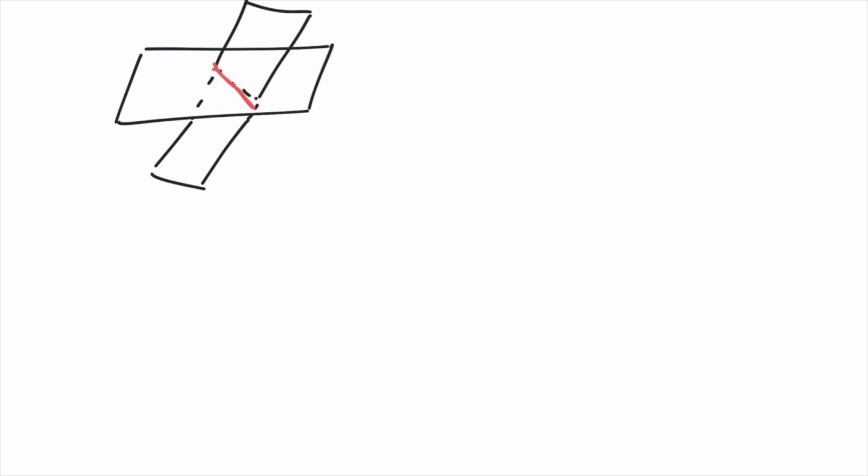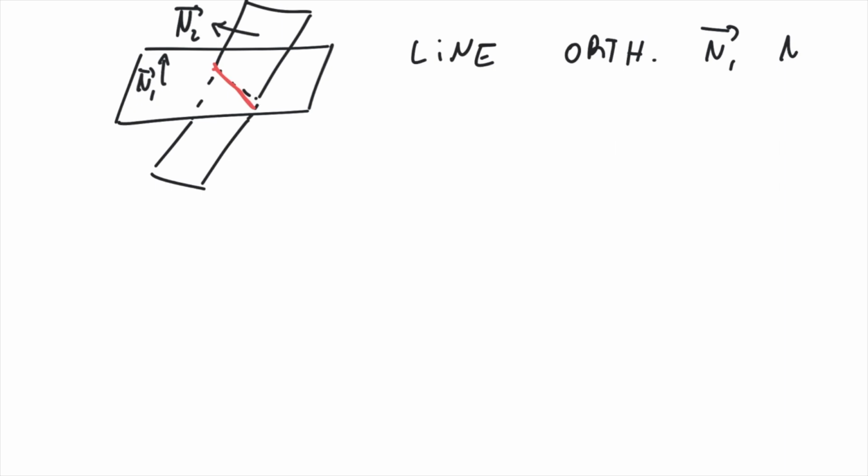Then the line, because it belongs to both planes, has to be normal to both n1 and n2. So the line is orthogonal to n1, defining the first plane. n1 is the normal to this one, and there's an n2 that is normal to the other one, so the line has to be orthogonal to both.